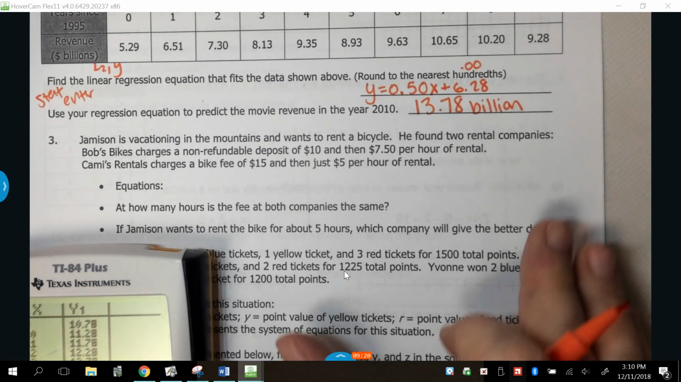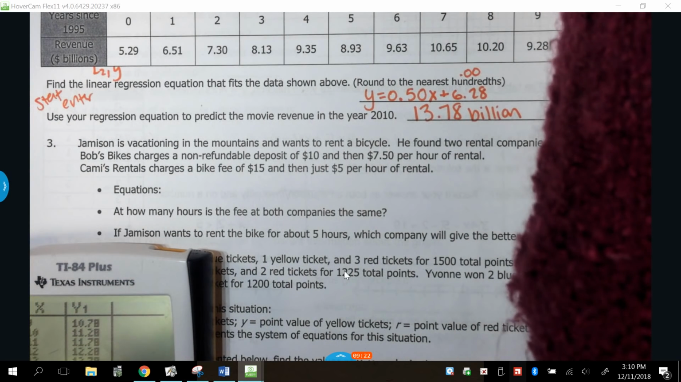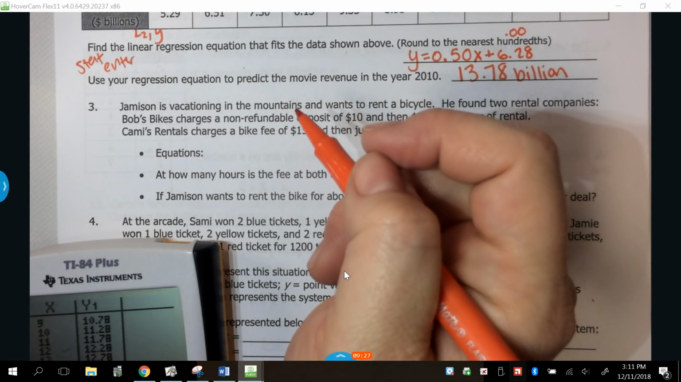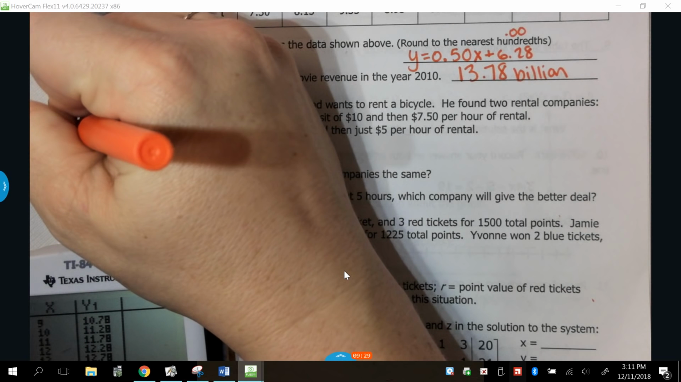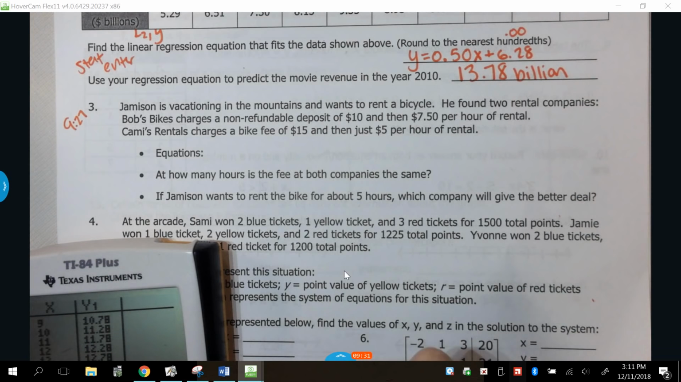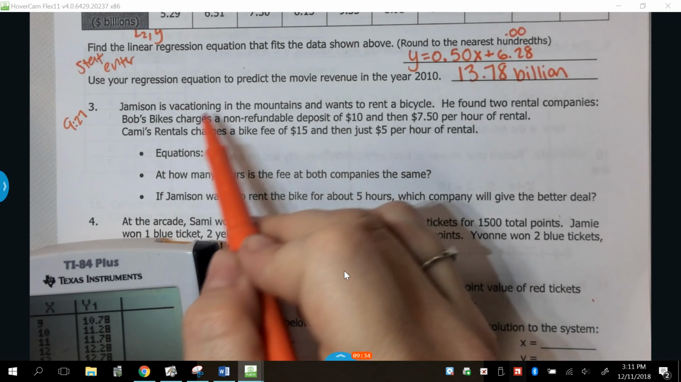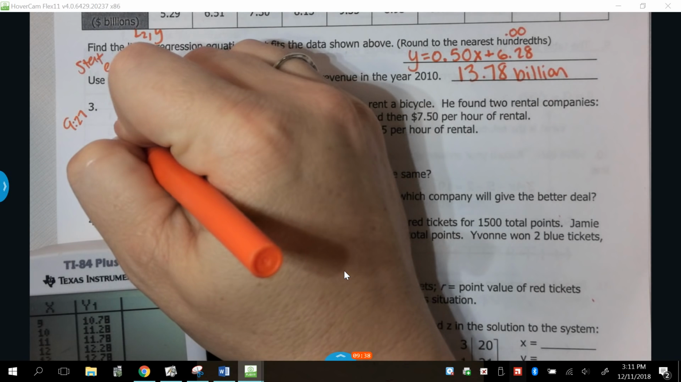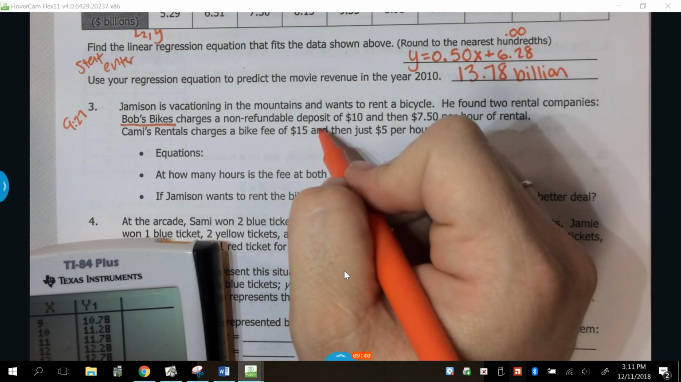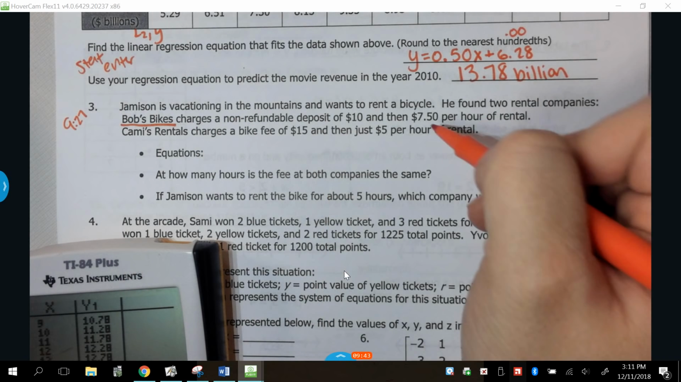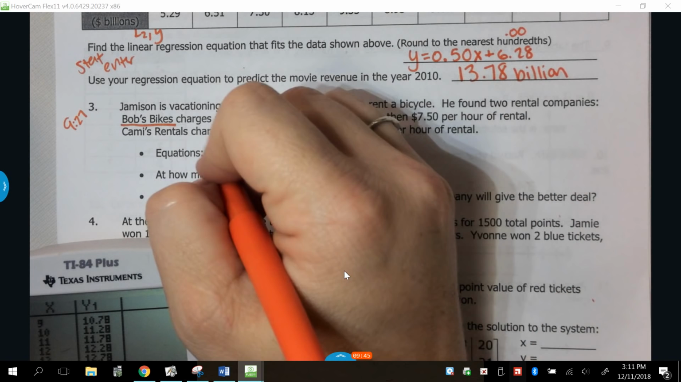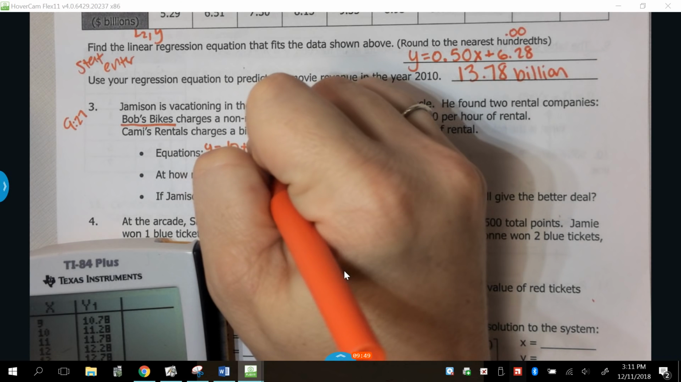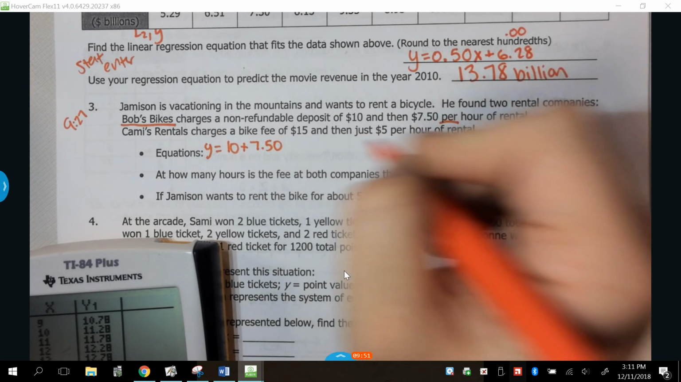Okay, so I'm going to start writing the timestamp on the side here, so that way this is easier. So right here, we're starting number 3 at 9:27. Okay, so Jameson is vacationing in the mountains and wants to rent a bicycle. He found 2 rental companies. Bob's Bikes charge a non-refundable deposit of $10 and $7.50 per hour. So this is my equation. So I'm going to write y equals, I'm paying $10 plus $7.50 per hour.